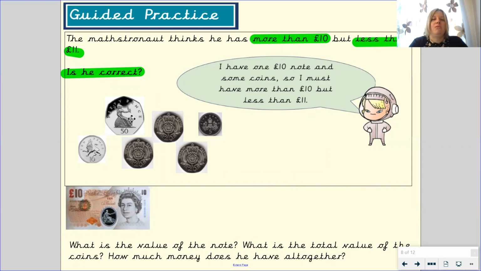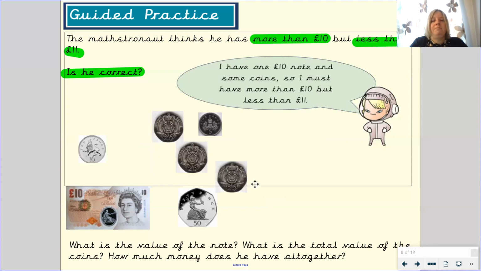I'm going to take the coin that is worth the most, which is the 50p coin. Then I'm going to keep going to see if I can make £1 or 100 pence with the coins. If I take the 20 pence coin, how much do I have all together? I have 70 pence there. So I'm getting nearer to making 100 pence, so I can keep going.